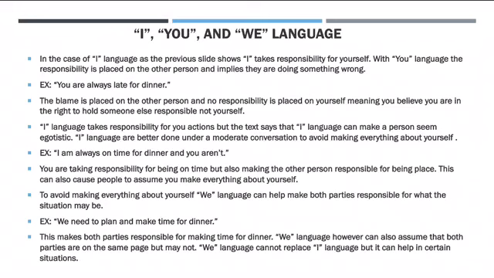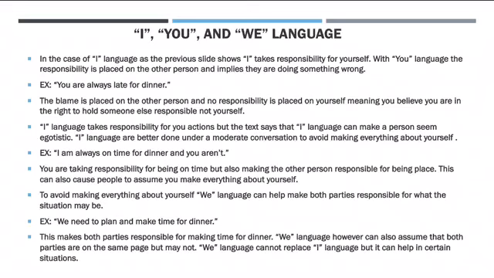We language cannot replace I language, but it can be a good replacement for certain situations. But again, we language is also not always great to use, because if you say we, you're automatically assuming that the other person is on the same track as you are or is thinking the same thing, when they may be thinking something different, and you're putting them in a situation where they have to agree to something that they might not necessarily be 100% sure about.